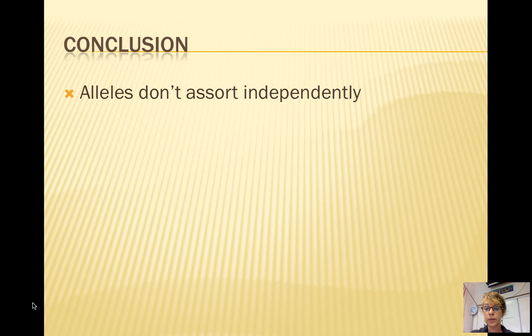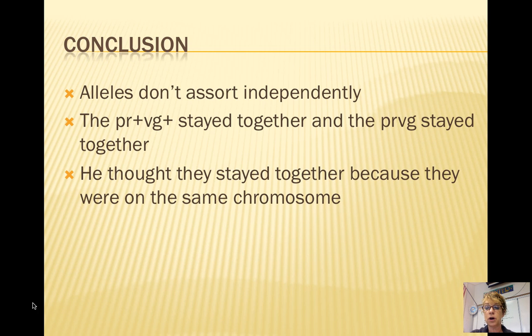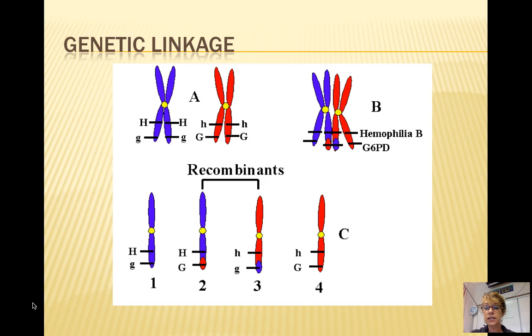Morgan said that the alleles didn't assort independently. The PR plus VG plus stayed together and the PR VG stayed together. He thought that they stayed together because they were on the same chromosome, and that the genes assort independently when they are on separate chromosomes, or as we'll see later, far apart on the same chromosome. The tendency of genes to stay together is called genetic linkage. Genetic linkage is responsible for the results of the cross we just did.